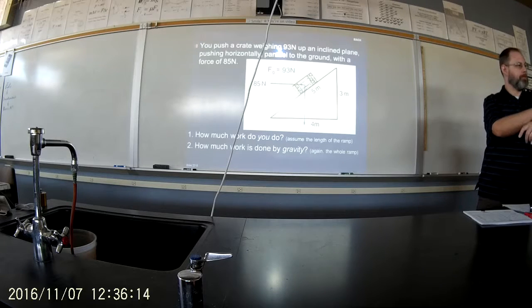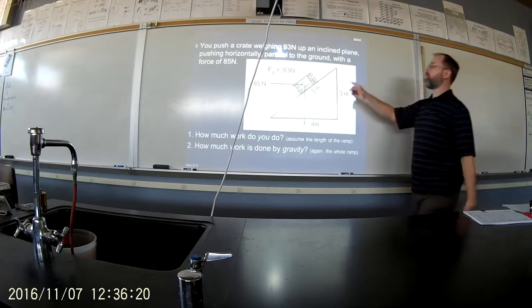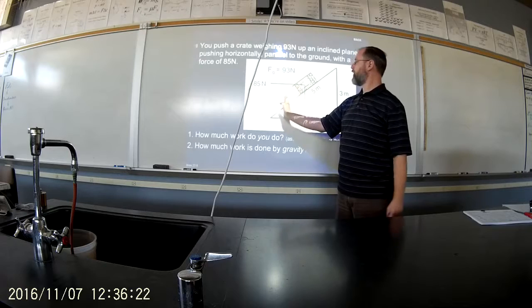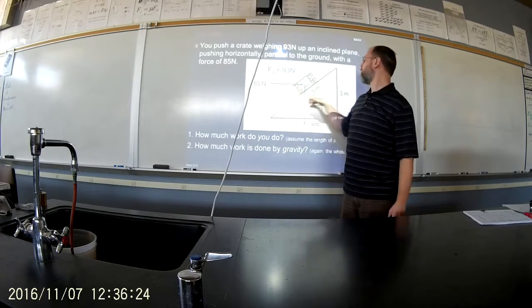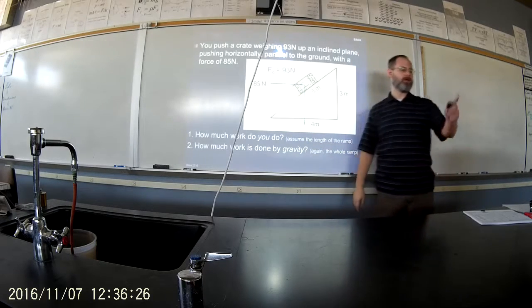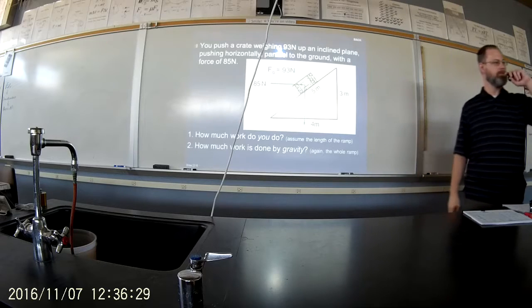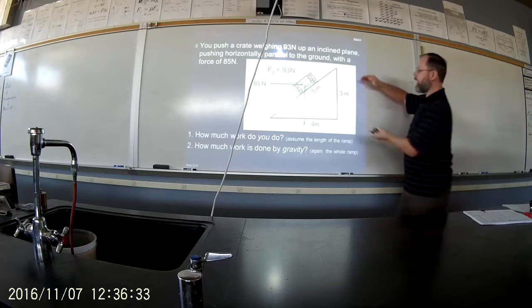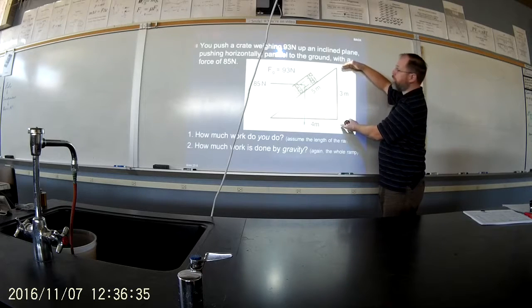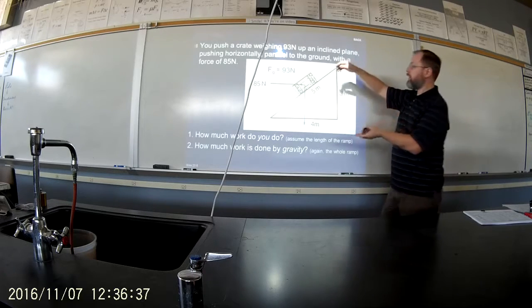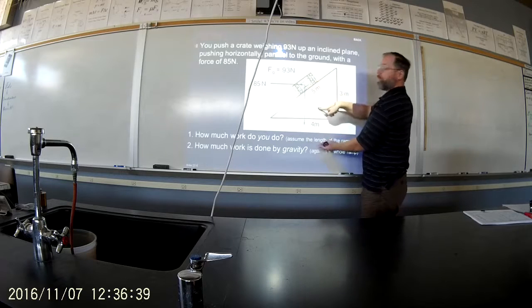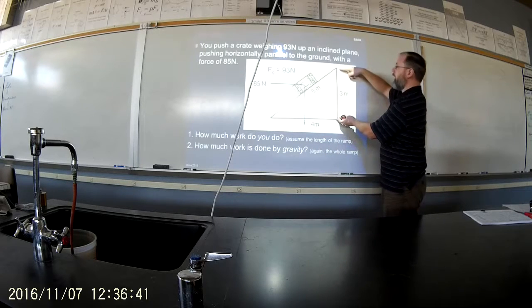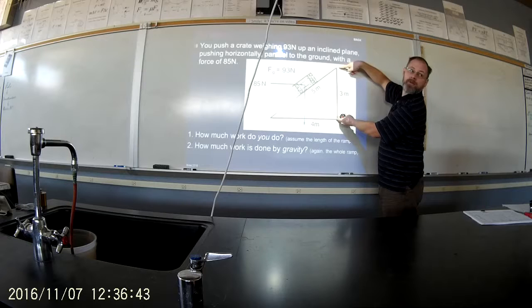If you were pushing on the crate diagonally or something, then you would be fine. If you were pushing up the ramp, you'd have some other vector representing what your force applied would be. You'd multiply that by 5 meters. Wait, so why do we multiply by 3? Because gravity only acts in the vertical direction. So the work done against gravity is the weight of the block, the 93 newtons, multiplied by how far we had to move it in that direction.